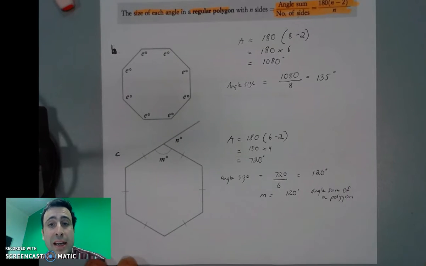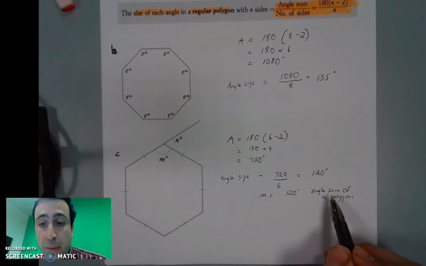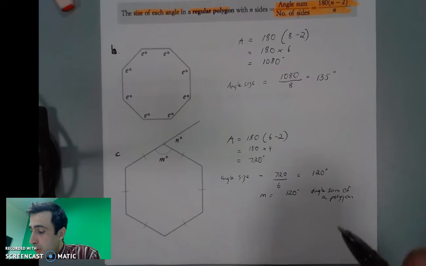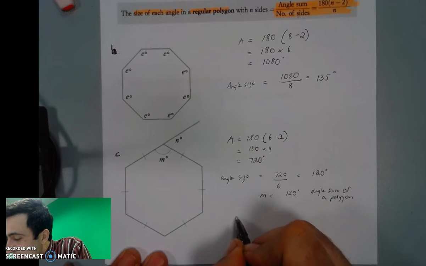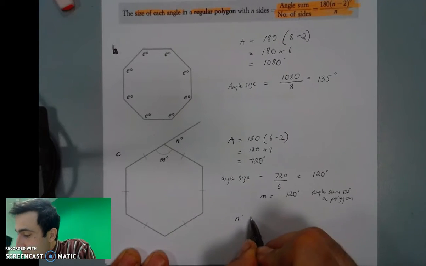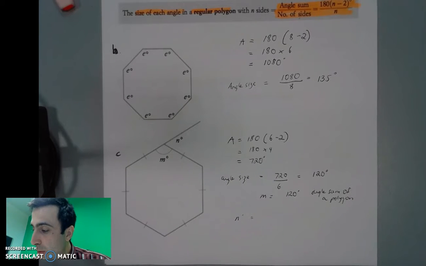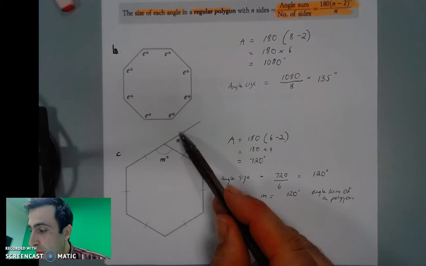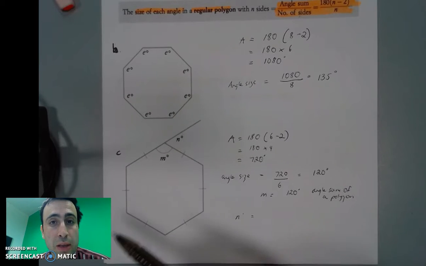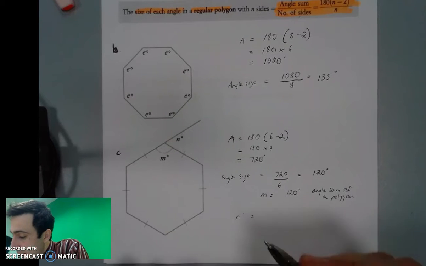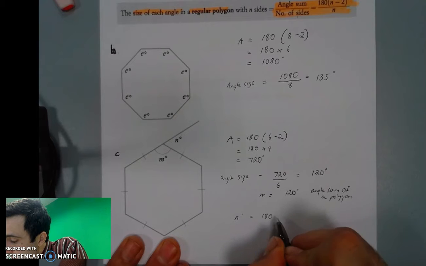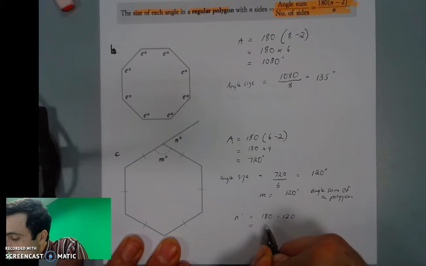Remember, now because we're getting older, we have to write down what we used in order to be able to work it out. Should have written that on the top one. But now n degrees is what? What do we see here? We see that this is a straight line, therefore these two are the supplement of each other. And therefore, 180 minus 120 degrees, n has to equal 60 degrees.